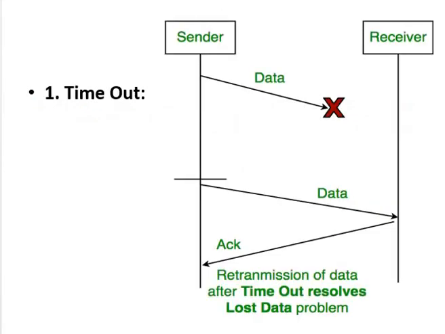First, we are going to see how the first problem is resolved in stop and wait ARQ. Timeout. The sender sends the data. It is lost during the transmission. After sending the data, the sender sets a timer for it. If the acknowledgement is received for that data within the time, it sends the next packet. Otherwise, it resends the same data to the receiver side. So retransmission of data after timeout resolves the lost data problem.